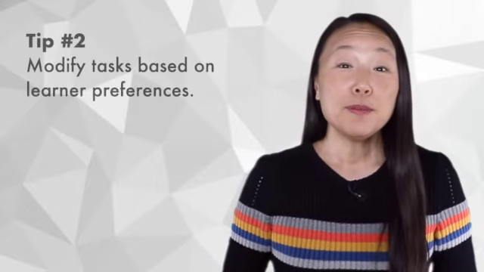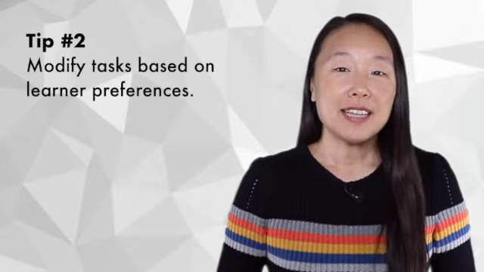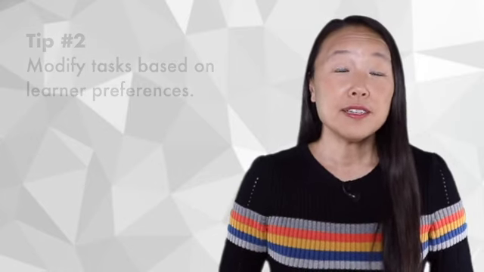Tip number 2, modify tasks based on learner preferences. For instance, visual learners can be encouraged to draw or use images such as storyboards or graphic organizers. For auditory learner preferences, students can be paired up and read a text together or to each other with their partners. For kinesthetic learners, they can perform role plays or mini dramas.